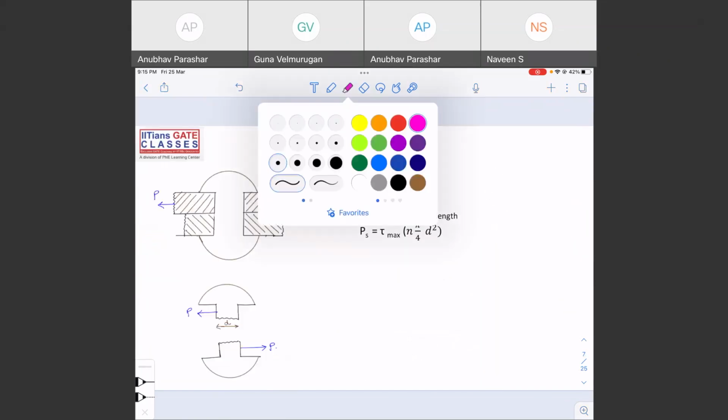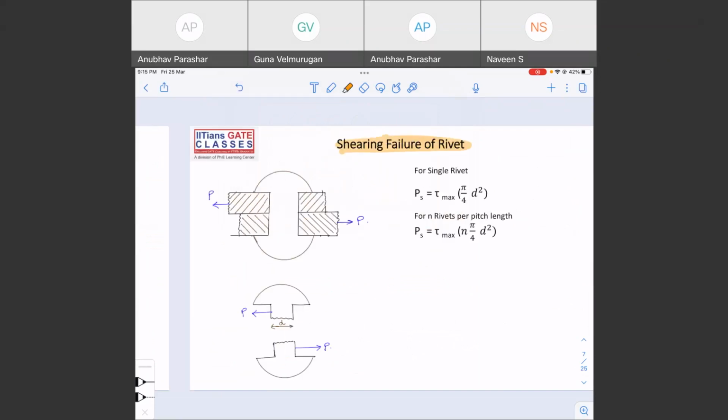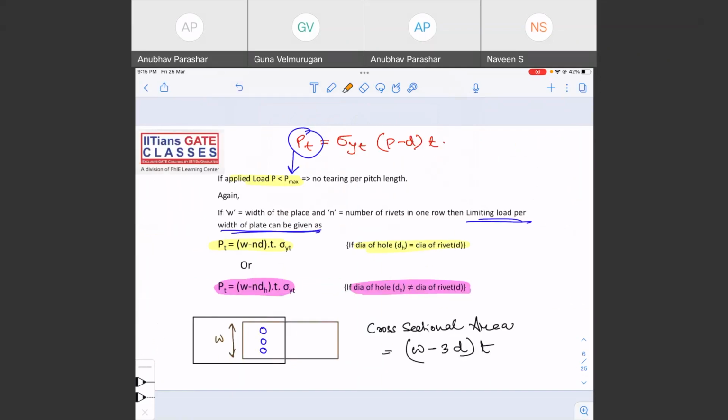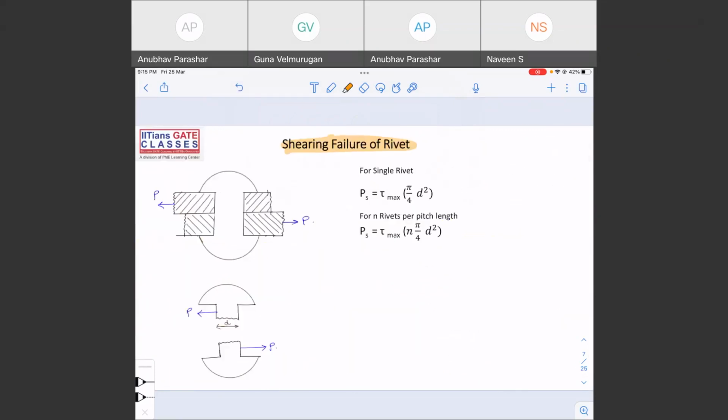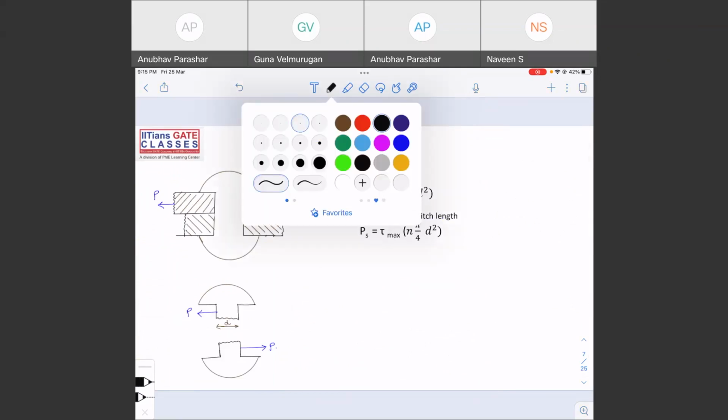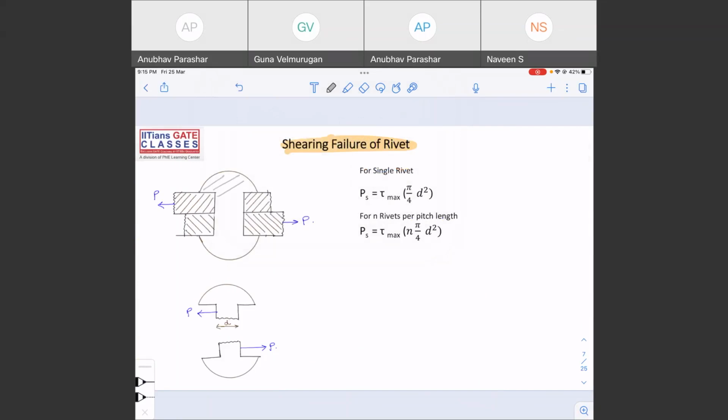Okay, now let us go to shearing failure of the rivet. So this was tearing failure of the plate, where the plate was getting torn. Now the second way of failure is shearing failure of the rivet. You are seeing the side view here. This is the rivet. Because of the applied load, on one plate the load is applied towards the right, on the other plate the load is in the opposite direction. So the rivet can shear at this portion.